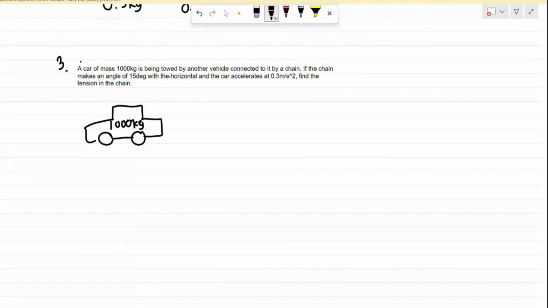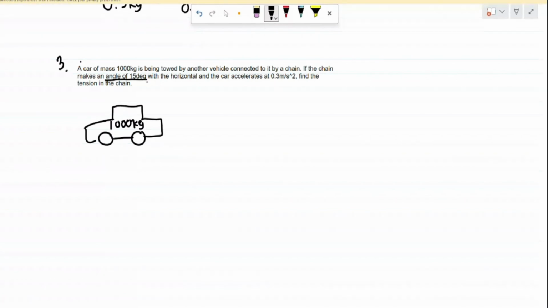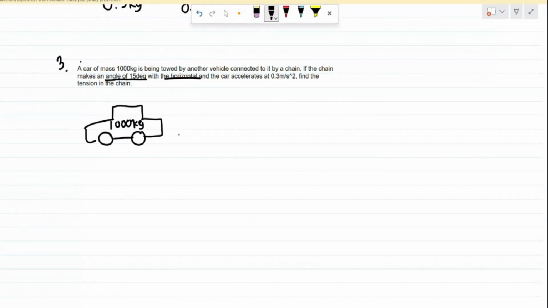Towed by another vehicle by a chain. If the chain makes an angle of 15 degrees with the horizontal. So basically guys, hindi lang po basta naka-horizontal yung ating chain, siya po ay naka-inclined at a certain angle of 15 degrees. So this would be the tension of the chain. If the car accelerates at 0.3 meters per second squared, find the tension in the chain. So dito guys, we are going to assume that our acceleration is positive. Bakit po? Dahil tayo po ay pakanan.